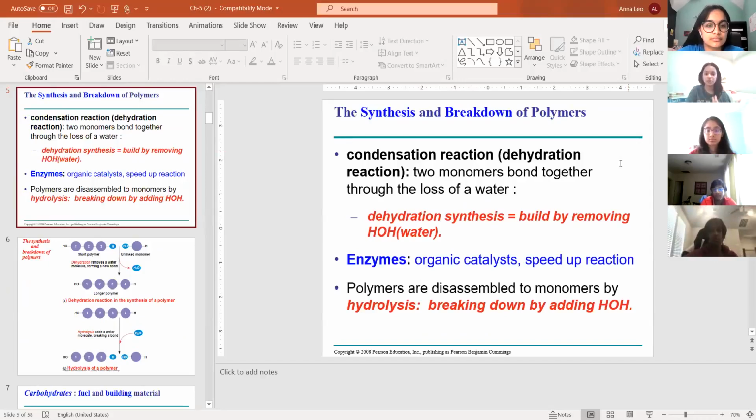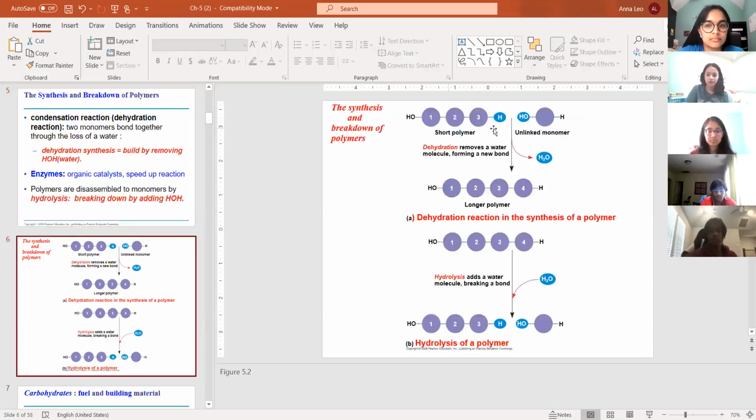so an H2O molecule. You can see here how you have this, which is a short polymer, and here you have an unlinked monomer. So you have an H and you have an HO. And dehydration, if you're dehydrated, that means you need more water. You're basically taking away water. So I'm removing this water, and when this happens, I form a bond, and that's the dehydration synthesis.